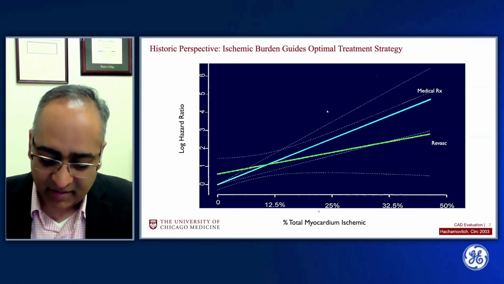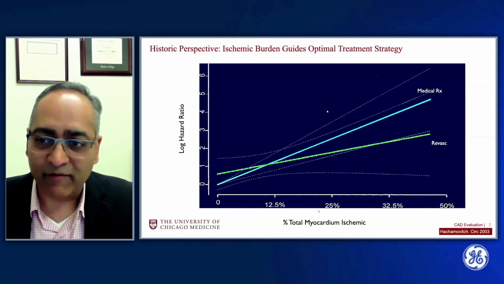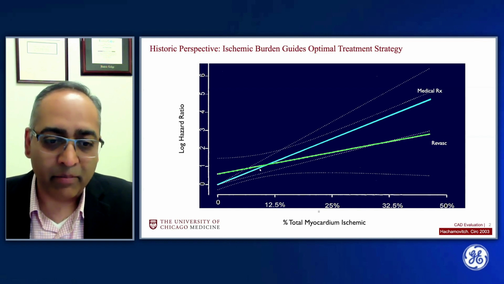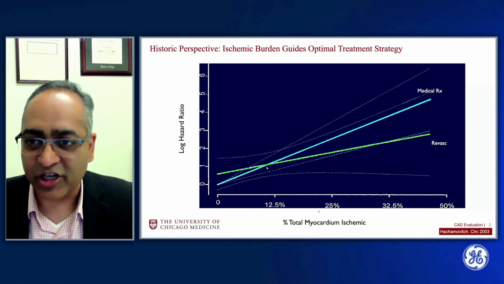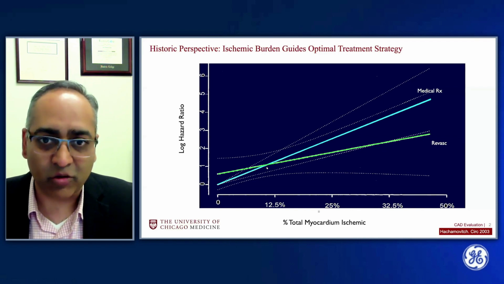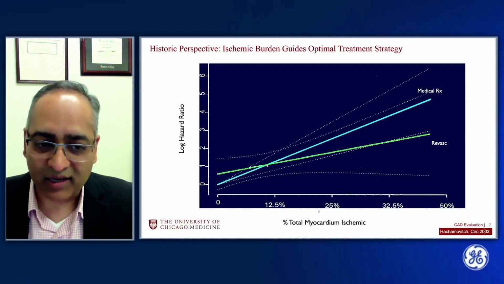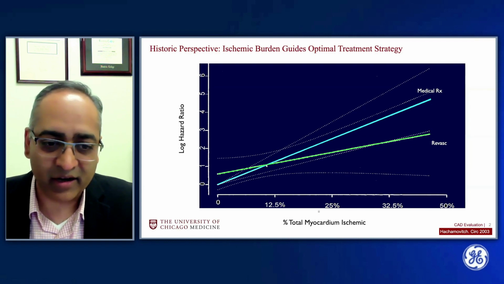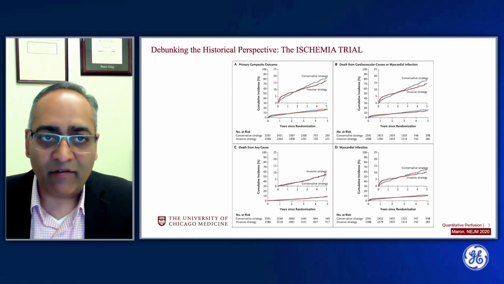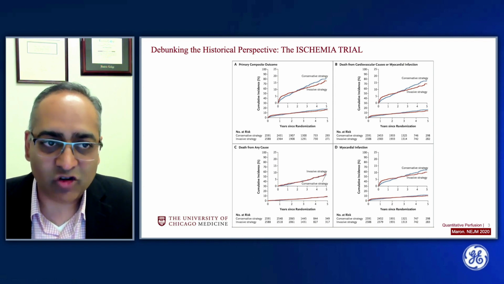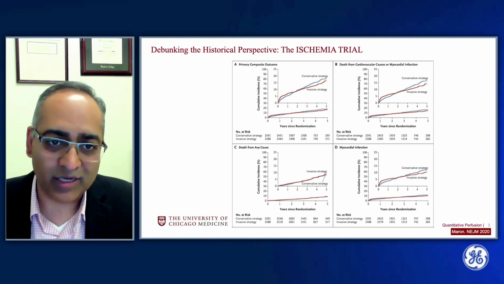For the last 20 years or so, we've been really using the burden of ischemia to help us determine whether a patient would benefit from revascularization or medical therapy. We have long believed that for those patients who have more than 10% myocardial ischemia are likely to do better with revascularization than with just medical therapy alone. However, based on the ISCHEMIA trial, this theory has been more or less debunked recently.